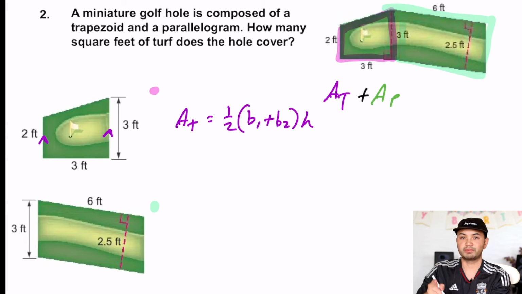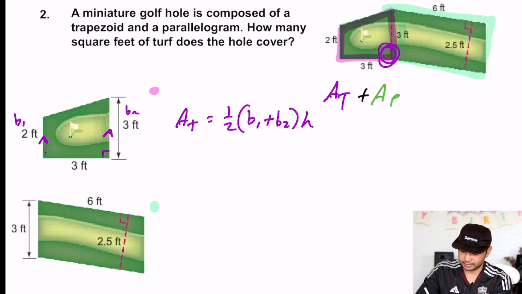Okay? Then those parallel sides, those are the bases. This is base 1, and I can call that base 2. It doesn't matter what order you do it in. And then perpendicular to the 2 bases, that would be the height. Since over here it said that was a 90-degree angle, this is a 90-degree angle, this is a 90-degree angle. That means the height is 3 feet. Right? And then you just fill everything in.